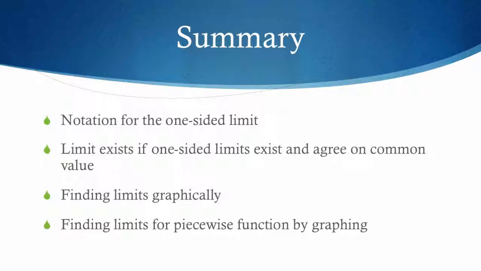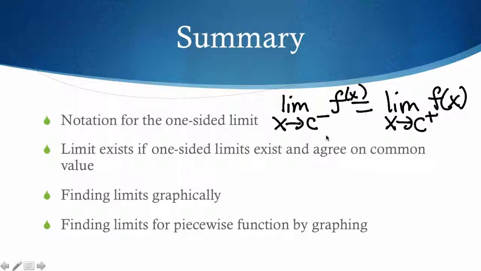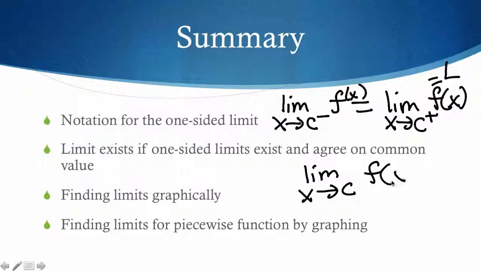Okay, so we're going to just review what we did. We learned about the notation for the one-sided limit. Remember that the limit exists if both one-sided limits exist, and both one-sided limits have to agree to the same value. So we say that the limit as x approaches a value c from the left side has to equal the right-handed limit. If they're equal, let's say they're equal to L, then the overall limit is equal to L. If at any point one of these fails, one of these does not exist, one of these approaches infinity, anything like that, or they do not equal each other, then this limit fails to exist, and we say it does not exist.